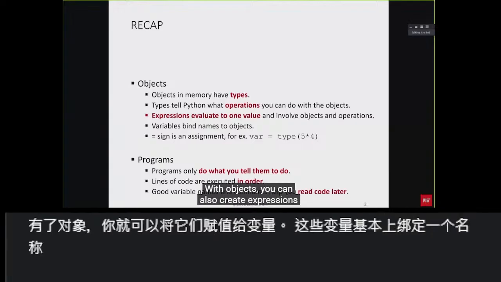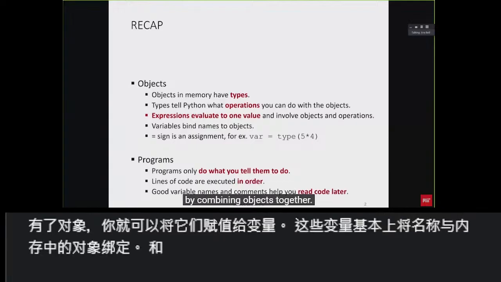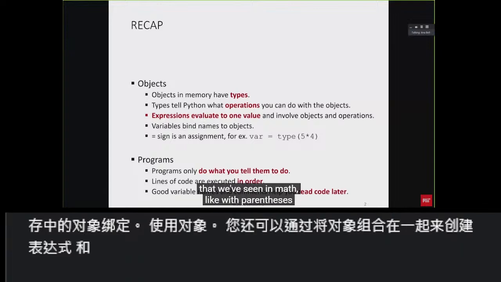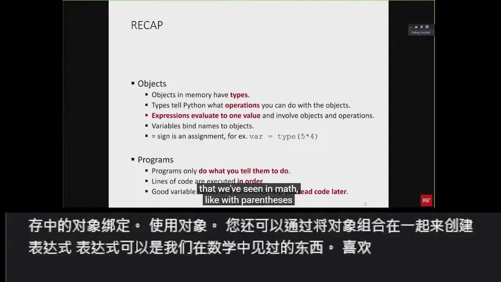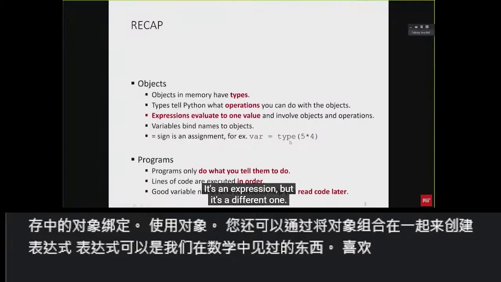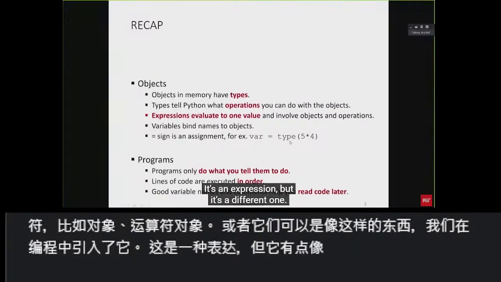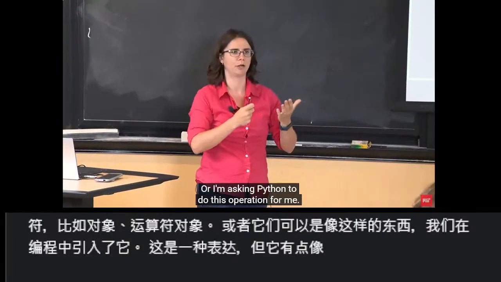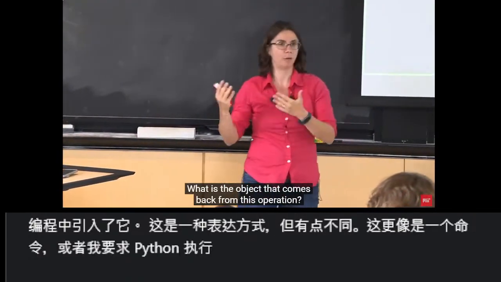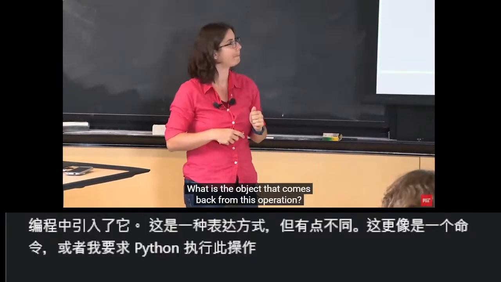With objects, you can also create expressions by combining objects together. The expressions can either be things that we've seen in math, like with parentheses and with operators, like object, operator, object, or they can be things like this, which was introduced in programming. It's an expression, but a different one. It's more like a command, where I'm asking Python to do this operation for me. What is the object that comes back from this operation?